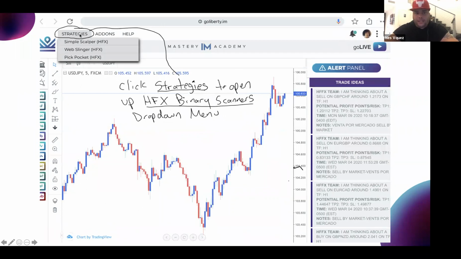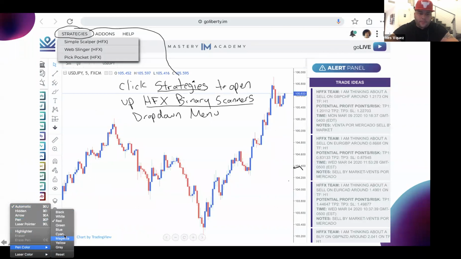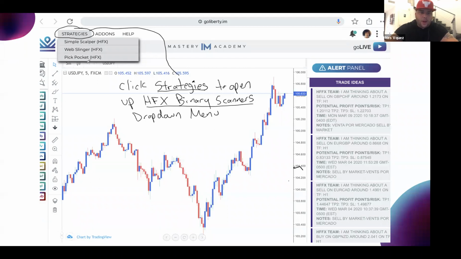Now, over here on the strategy software, on the strategy scanners, you're going to see there are 3 different scanners. Now, when it comes to the Simple Scalper scanner, that works best when the market is consolidating. The Web Slinger works best when the market is trending up or trending down. And the Pickpocket is good no matter what the situation is.